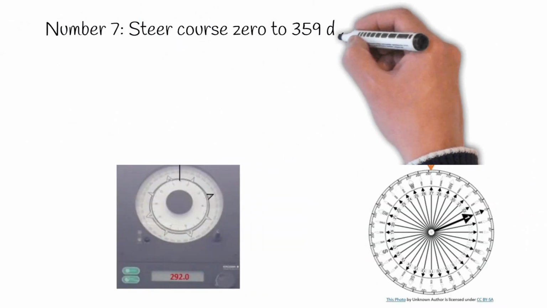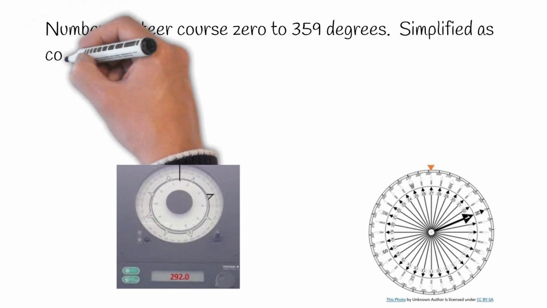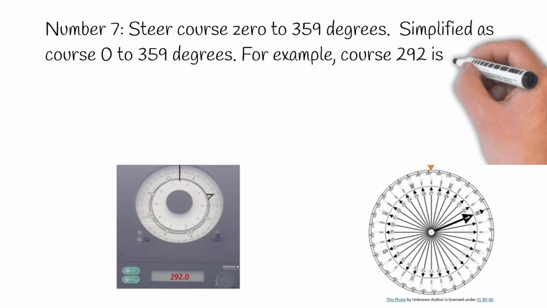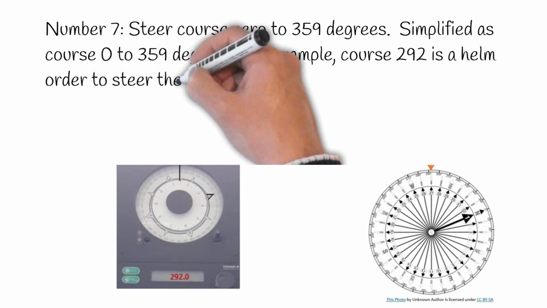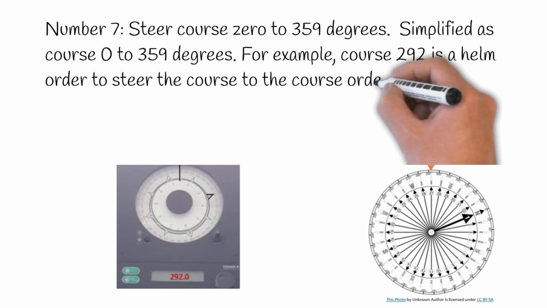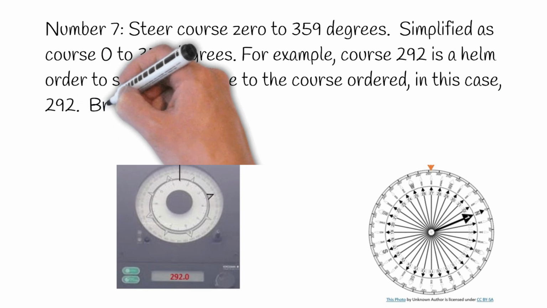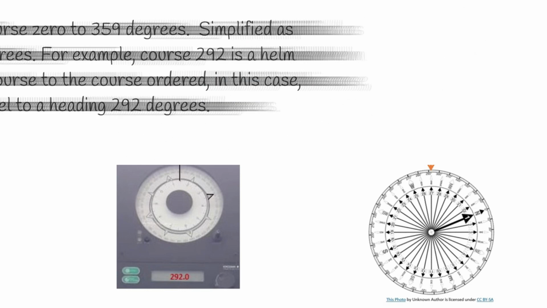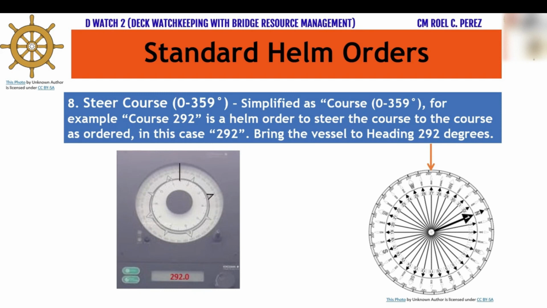Number 7. Steer course 0 to 359 degrees, simplified as course 0 to 359 degrees. For example, course 292 is a helm order to steer the course to the course ordered, in this case, 292. Bring the vessel to a heading of 292 degrees.